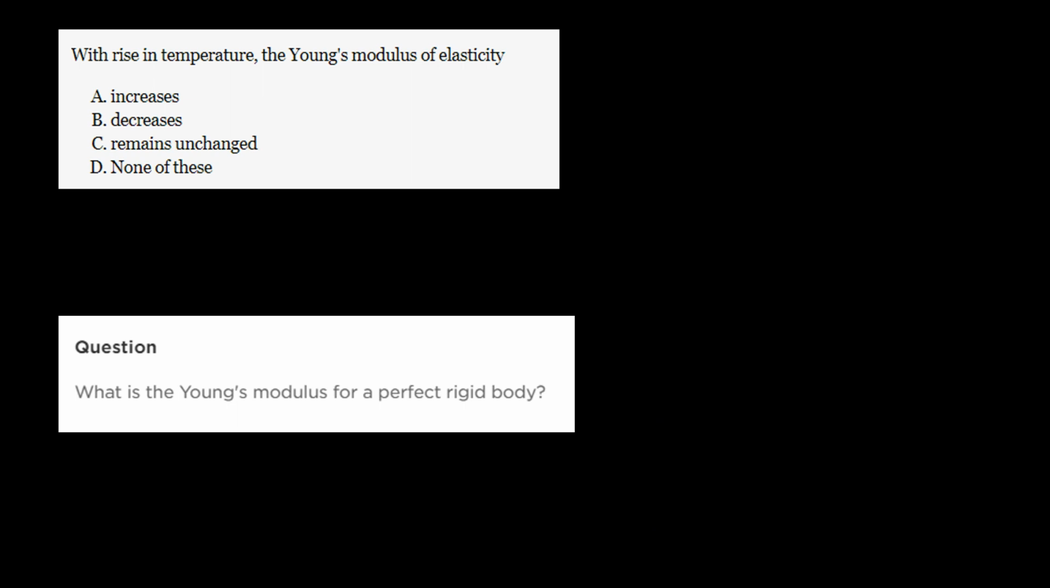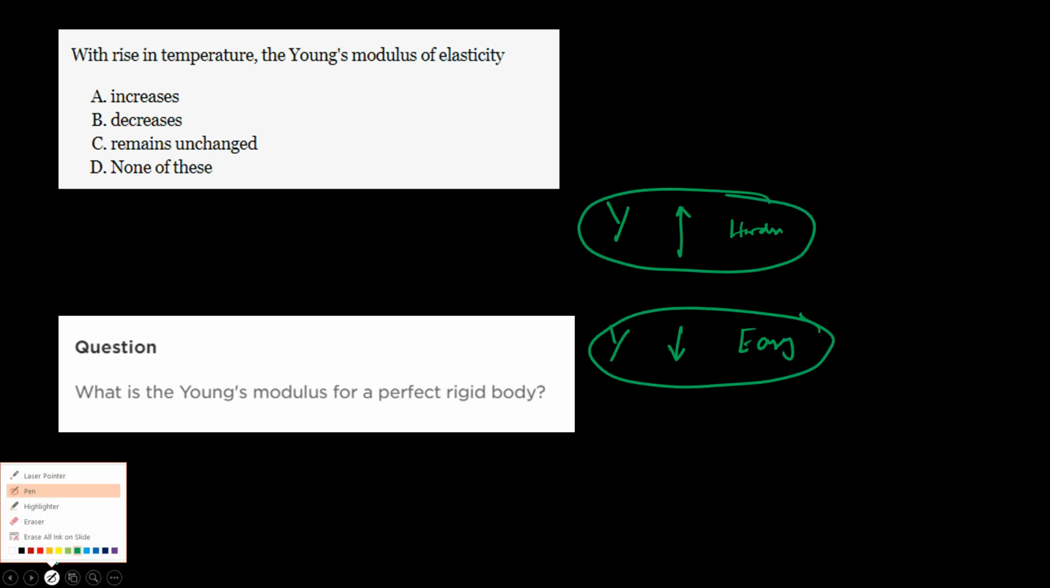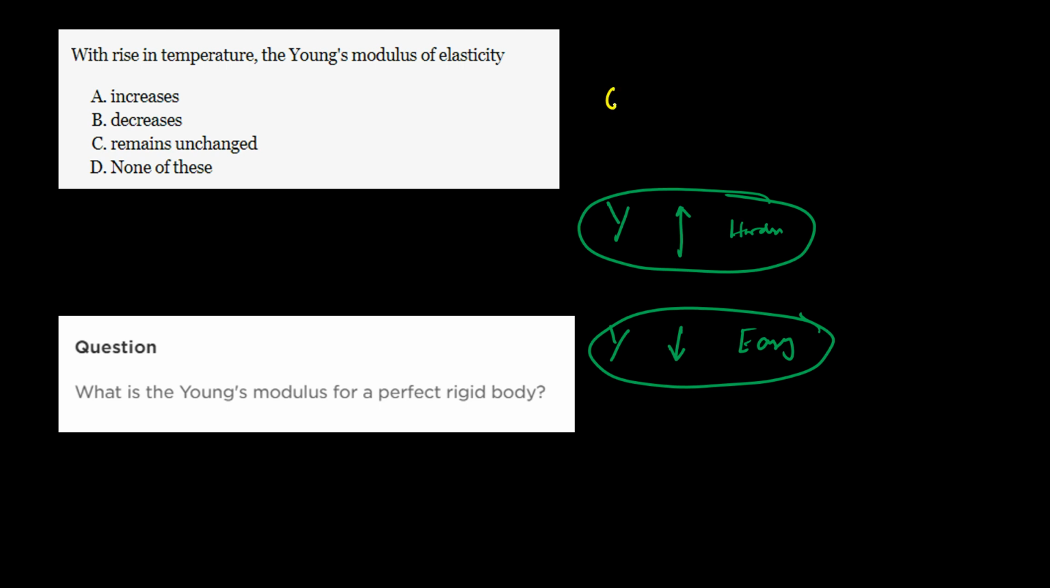Now, with rise in temperature, the Young's modulus of elasticity will increase or decrease? And one thing I would like to add: greater the Young's modulus of elasticity, harder it is to break the substance. Lower the Young's modulus of elasticity, easier it is to break any substance. If you have any soft materials, for example glass, it will have less Young's modulus of elasticity. Similarly, I can take up any metal. This will have a little higher.